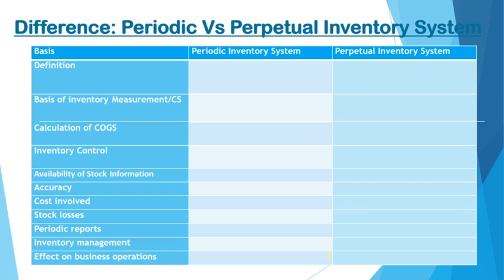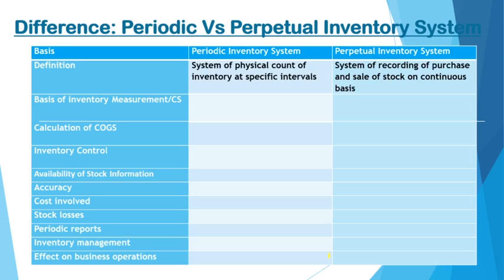Now let us understand the difference. The first difference is the definition. I would really appreciate it if you could pause for a minute with each point and think over the difference, and then look at the point here, like definition. The periodic system involves physical count of the inventories at specific intervals. The perpetual system involves recording of purchases and sales on a continuous basis.